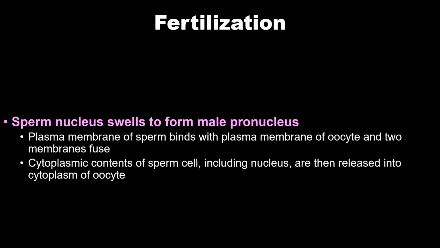Now, the sperm's nucleus is going to swell, and it's going to form what is called a male pronucleus. That's because the plasma membranes of the sperm and the oocyte fuse together, and with the fusion of these two plasma membranes, what happens is the cytoplasmic contents of the sperm cell, including the nucleus, are going to be released into the cytoplasm of the oocyte. And this sperm nucleus now swells, and it's now called the male pronucleus.